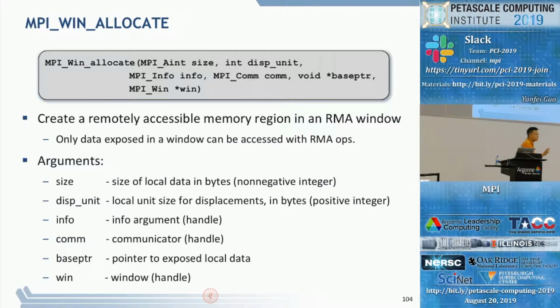That's totally fine. There are some applications that create a window where only one process exposes memory to everyone else, and the other processes just say, I don't expose anything, I just read from there, and they all put 0. That's okay. And as you can see, it doesn't have to be uniform. One process can say I want 1 megabyte, and the others can expose maybe 10 megabytes, something like that. Okay. Any more questions?